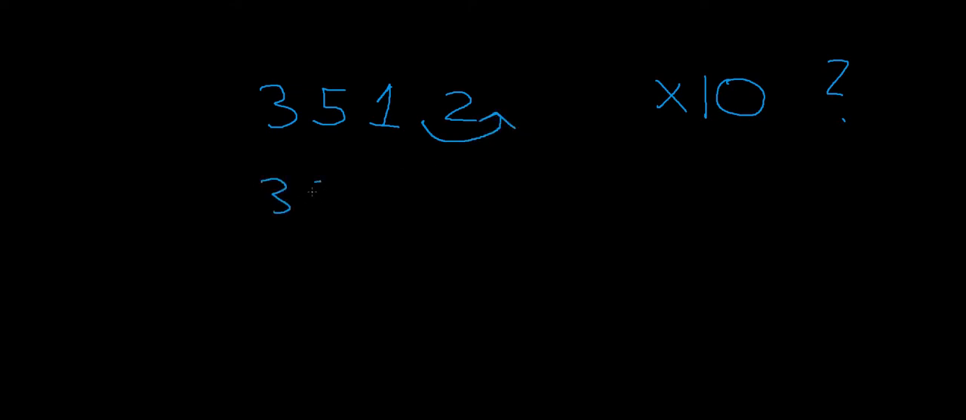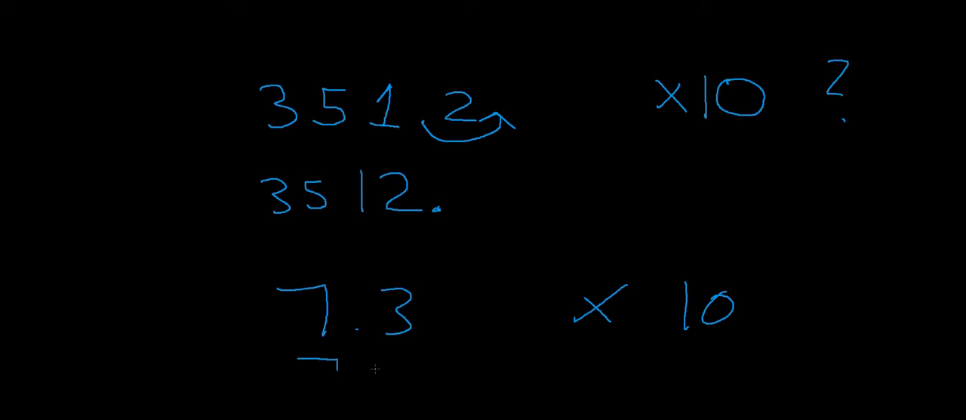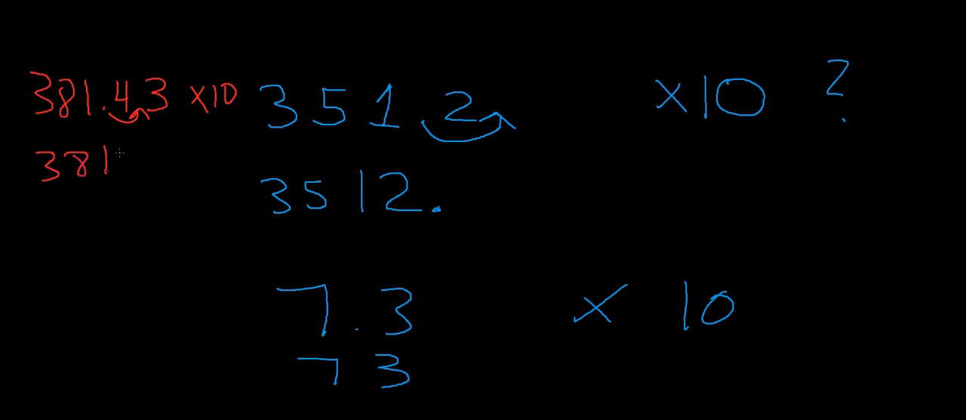So the answer will be 351, and instead of 0.2, just 3,512. So just move the decimal one to the right. And this works for any setup. Say 7.3 times 10 would turn to 73. Or if we had a number like 381.43, if we multiply it by 10, again, we just find that decimal and move it 1 to the right, and the number will become 3814.3. And this is the correct answer.